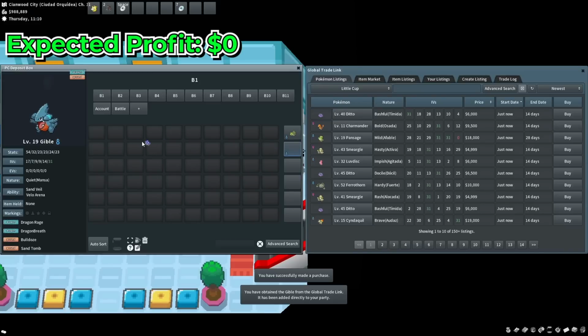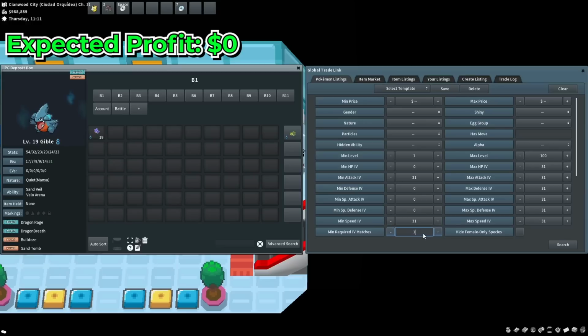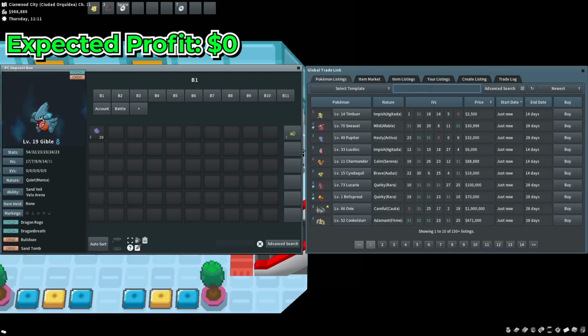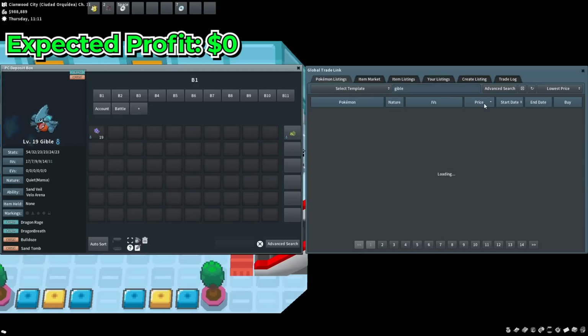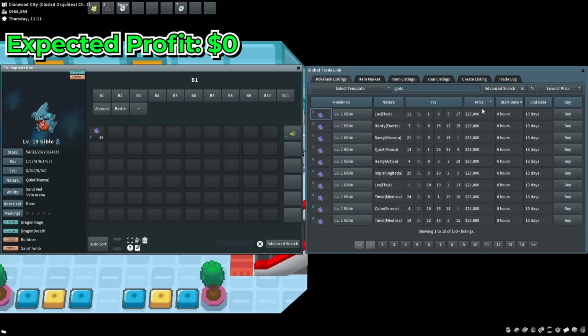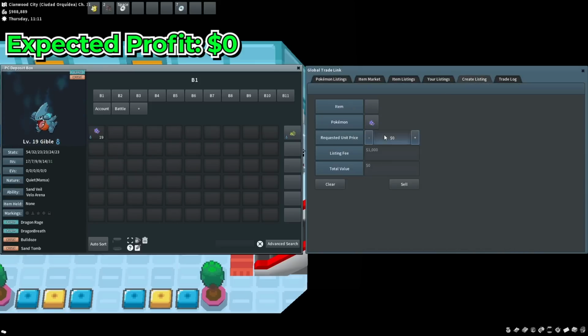Now here we bought a Gibbo for 11k and it has a 31 IV in speed. The other good one would be 31 in attack. These usually go for 20k, as I will show you here. Gibbo. So yeah, about 22k, so I'll put mine just under this one here and we'll get back at it.